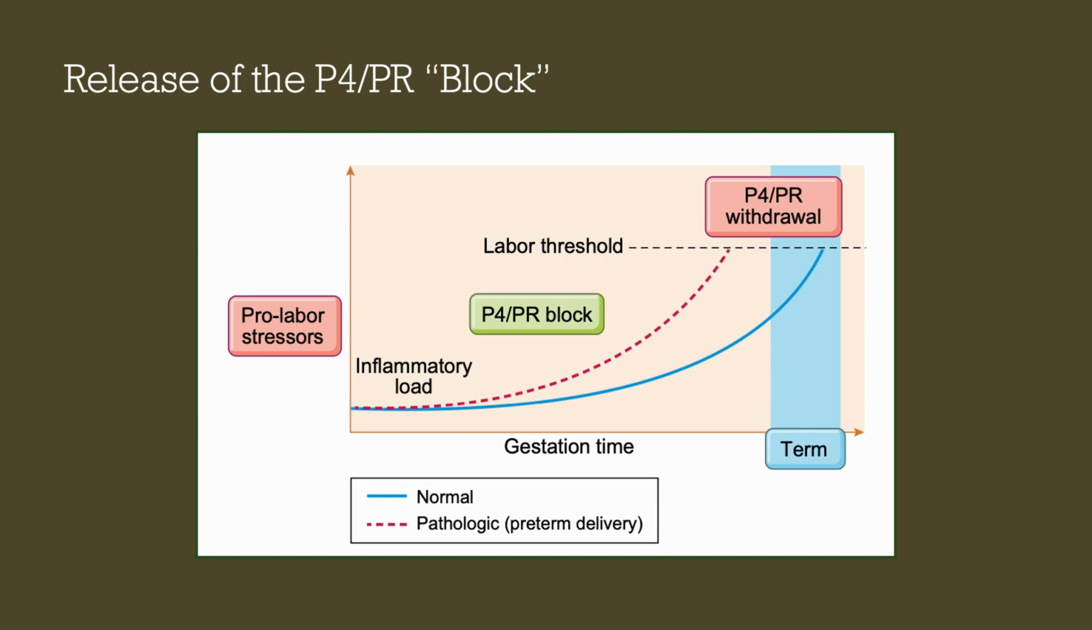Loss of the P4-PR block to labor allows a positive feedback pro-inflammatory state in the uterine tissues that induces active labor via increased contraction-associated protein gene expression and increased production of and sensitivity to the pro-labor uterotonins, prostaglandin and oxytocin. The timing of parturition is determined by the inflammatory load trajectory and the inflammatory load threshold for inflammation-induced P4-PR withdrawal. The threshold is normally reached at term, but can be reached earlier in pathologic states such as intrauterine infection.